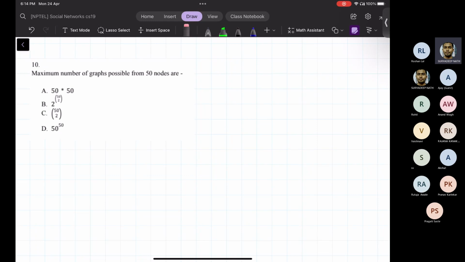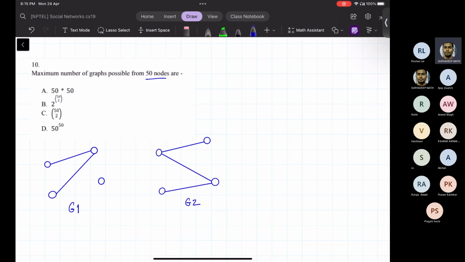So what is the maximum number of graphs that you can possibly generate with 50 nodes? What they're asking is, suppose you have, let's say, four nodes, how many graphs can you generate? For four nodes, you can create one graph like this. This would be, let's say, your graph one, or you could have created something like this. This could be your graph two, or something like this.